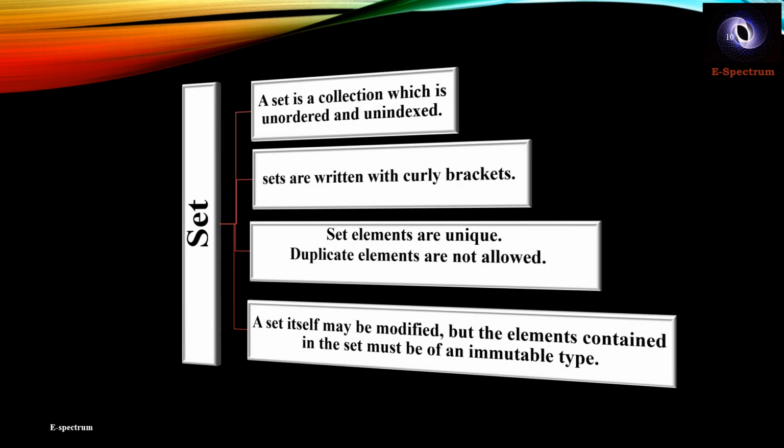The next that we will be discussing is set. So a set is a collection which is unordered and unindexed. So it is a collection of some elements but it is unordered and unindexed. Sets are written with curly brackets. The syntax says it should be declared with curly brackets. Set elements are unique. Duplicate elements are not allowed. A set itself may be modified but the elements contained in the set must be immutable.